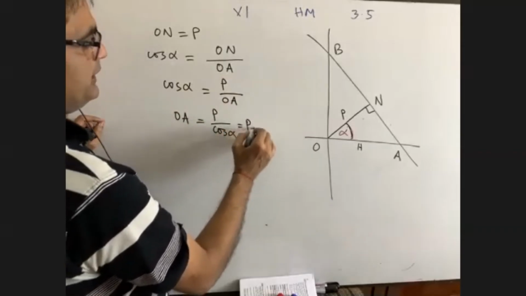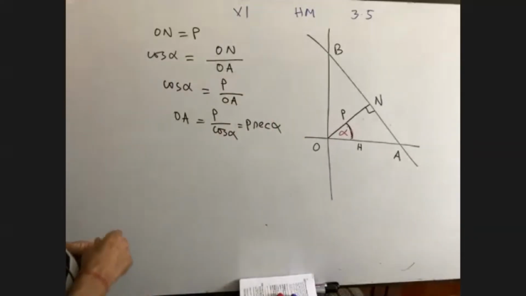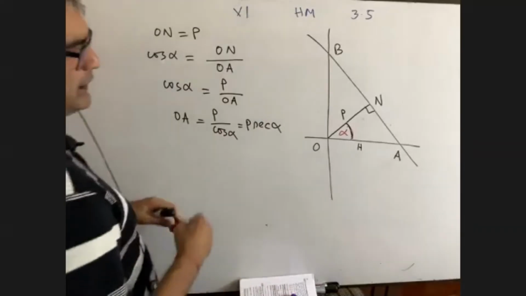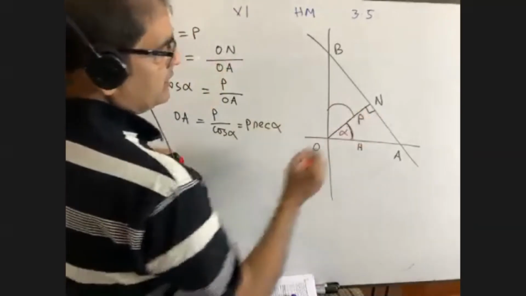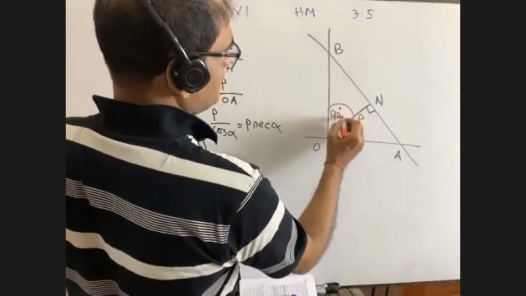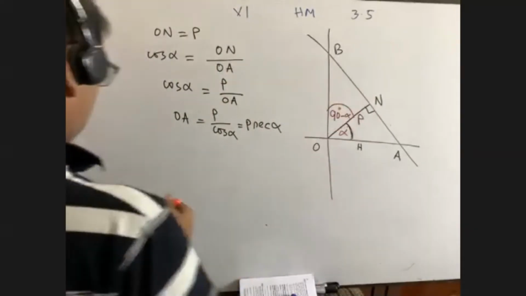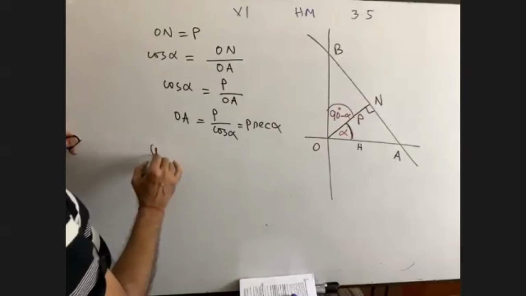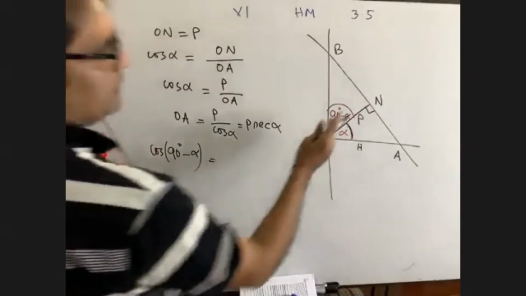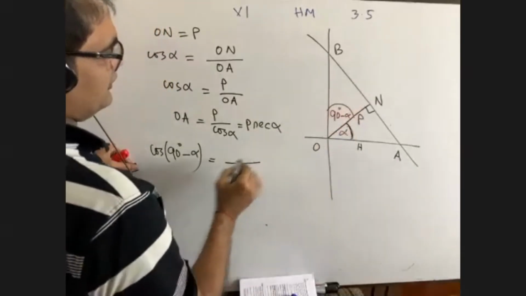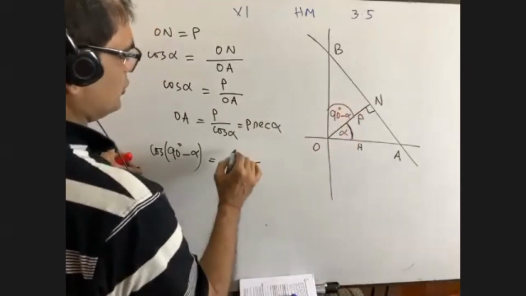Yes, you can see this is O and this is A and this is B. Okay, but the interesting fact is that here we have drawn a perpendicular. This is suppose N, and this is the length of the perpendicular P. I mean, the length of the perpendicular ON is P. And this ON, so-called P, makes an angle alpha with the X axis. Then what will be the equation?